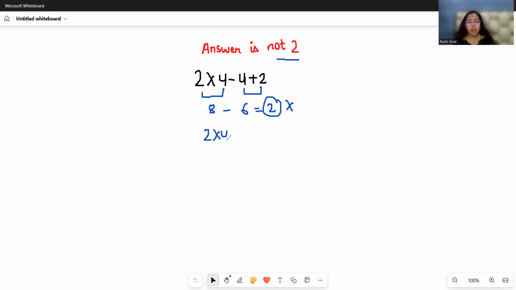When you are given multiple operations like multiplication, subtraction, then addition, you have to follow the BODMAS or PEMDAS rule.